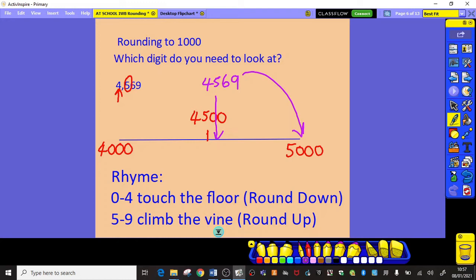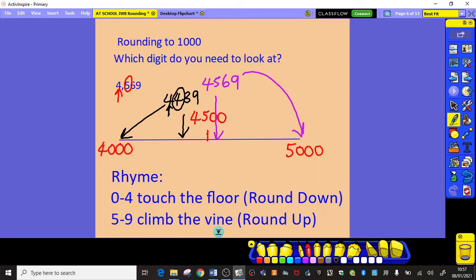So had I had a 0, a 1, a 2, a 3 or a 4 in the column before my 4,000, I would have rounded down. Because all the numbers and examples have rounded up that I've shown you, if I just choose a number then, let's say I had 4,434. On this occasion, looking at my thousands column, the number before is a 4. 0 to 4 touch the floor, I'm rounding down. So this number would actually round down to 4,000.